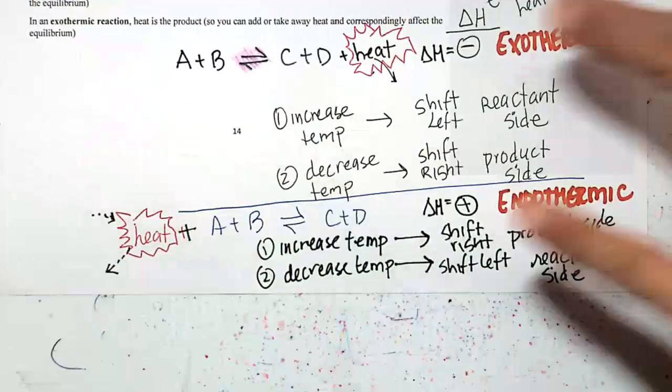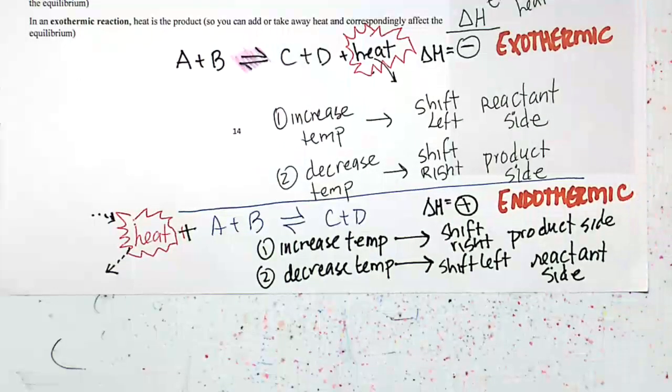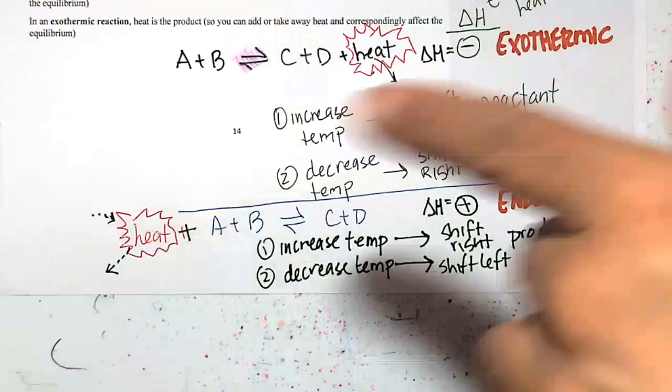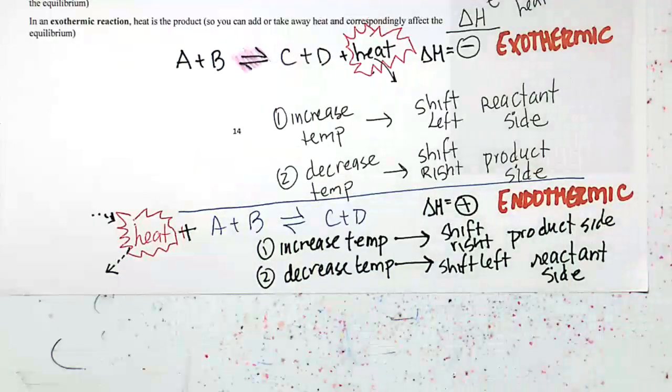Actually, you saw this in the lab. Remember, you put the cobalt in the hot water, and it was one color. You put it on ice, it was a different color. This is pretty much the same thing. In your lab report, you determine whether it's endothermic or exothermic.